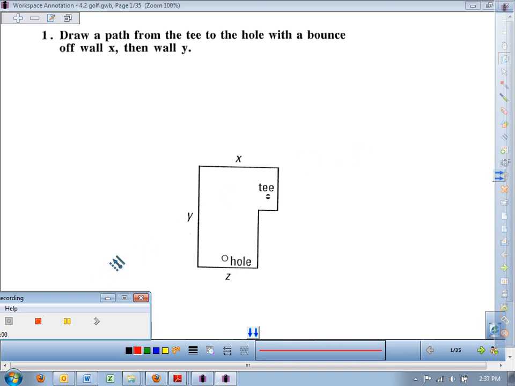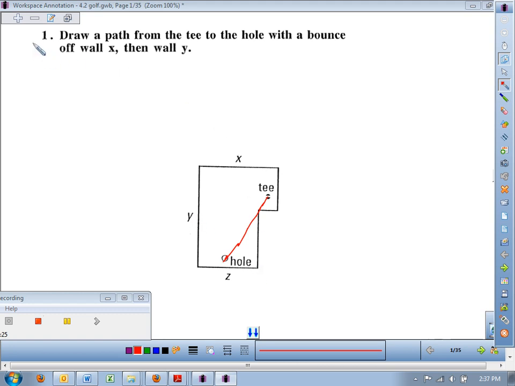Okay, today is day 2 in chapter 4, and we get to do a little golf and a little billiards problems. What we're going to do today is find the mathematical path to do a miniature golf problem. Here's the ball, it's on a tee right here, and we want to hit it into this hole. But we can't hit it in one shot because there's some sort of barrier in the way. So what we have to do is bounce it off the walls.